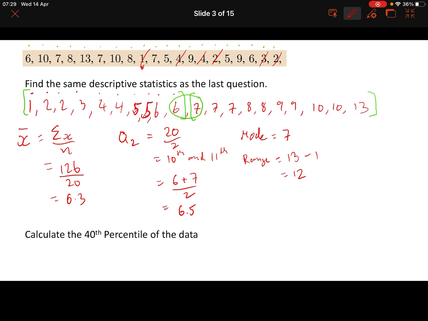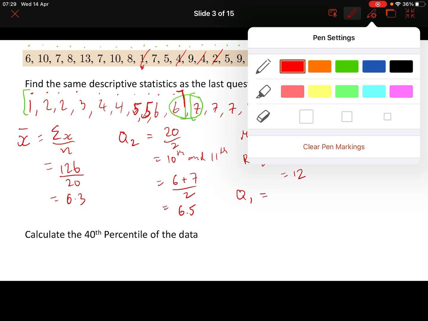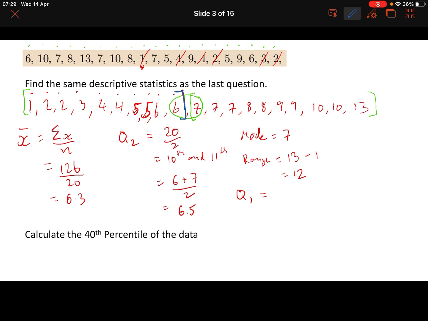Okay. Now for Q1, the lower quartile, you're going to basically include the 6 and include the 7 when you split apart. Okay, so basically you're going to try and find the middle of the bottom half for the lower quartile, and the middle of the top half for the upper quartile. Each half has 10, so you're looking for the 5th and 6th. 1, 2, 3, 4, 5, 6. Notice how the 5th and 6th are both 4. So Q1 is equal to 4.